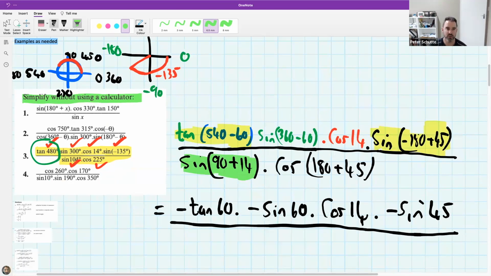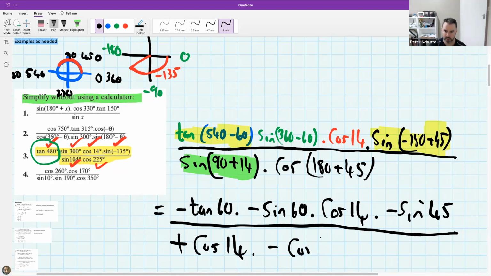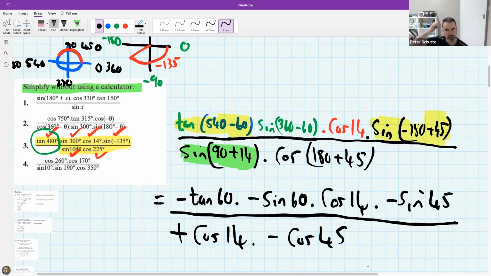So when I reduce this, I need to remember I'm in quadrant 2, sine is positive, so that's fine. But now this is going to become the cos of 14. And then this one is in quadrant 3, so it becomes minus cos 45. Okay, what's my next step now?